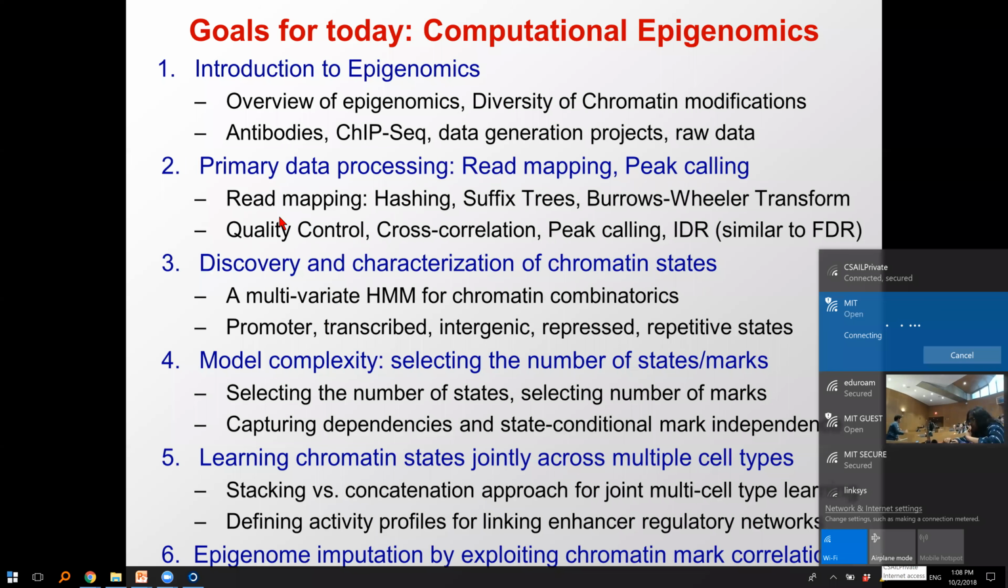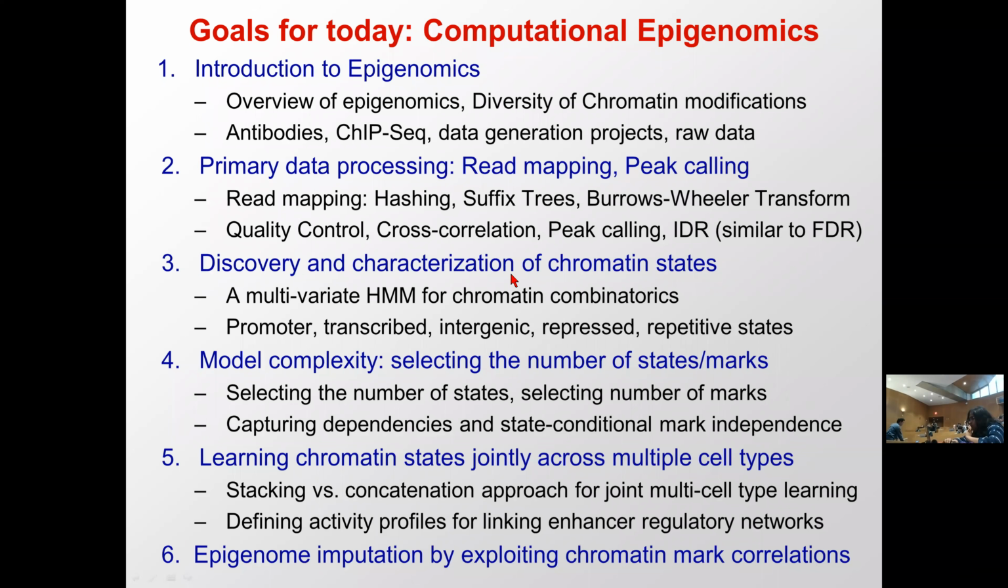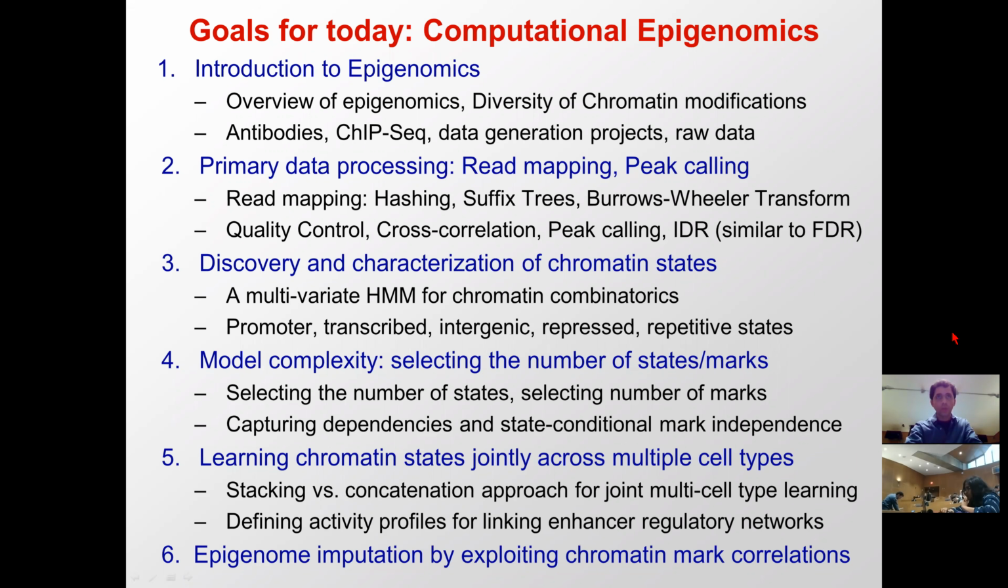So basically, this is a primary data processing. This is the sort of next level of interpretation. How do we discover and characterize chromatin states, which are getting a little closer to the biological function of the epigenome at that location. And then we're going to deal with several issues on model complexity. So a lot of people have asked, hey, how do we deal with how many clusters do we pick in k-means? How many states do we pick in an HMM?